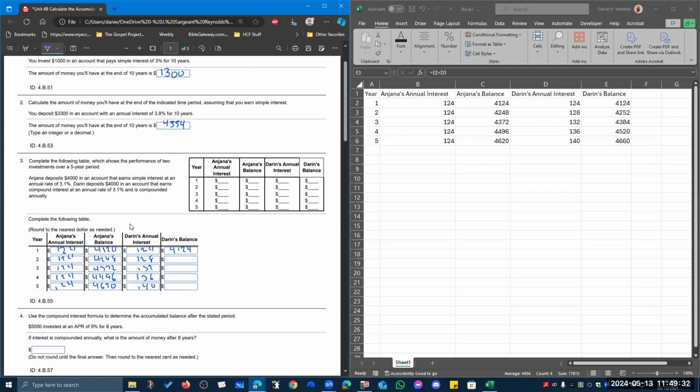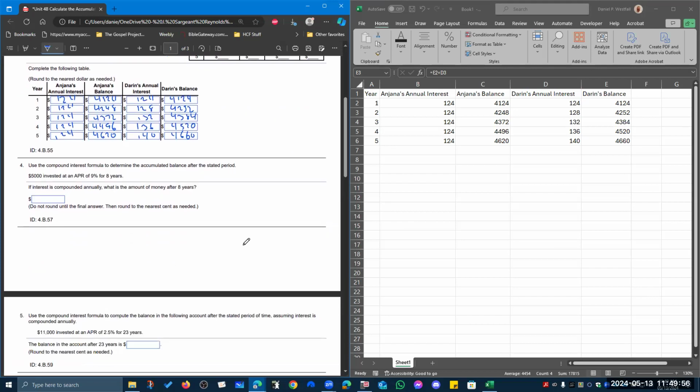And the balances are 4,124, 4,252, 4,384, 4,520, and 4,660. And I hope you see that the drag and drop feature of Excel really made that a lot easier than doing a whole bunch of separate calculations.